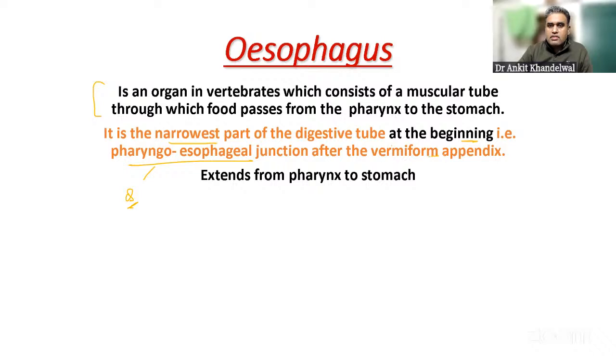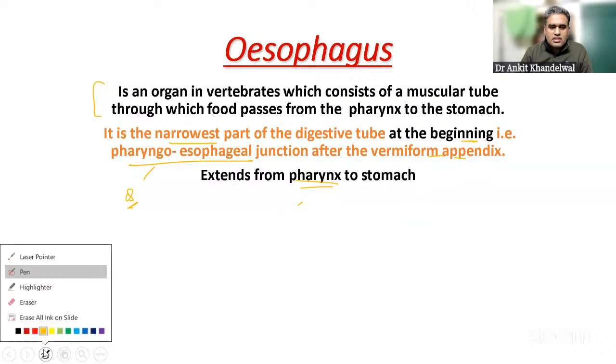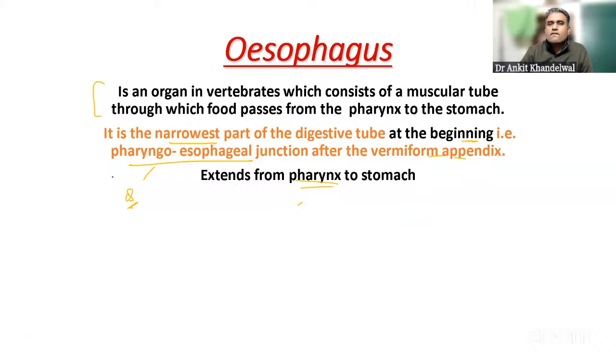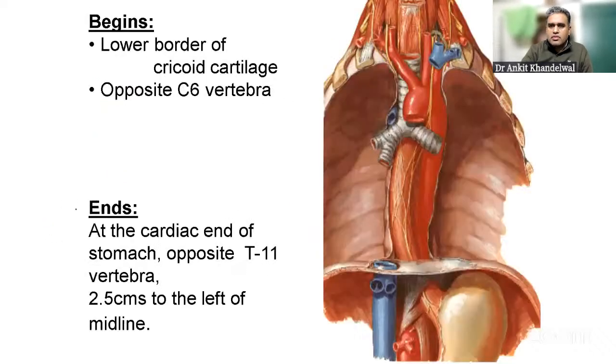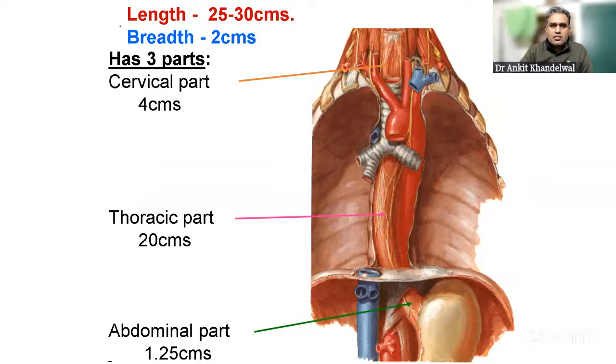Okay, after the vermiform appendix. Esophagus extends from the pharynx to the stomach. What is the length of the esophagus? Any idea, guys? Length of the esophagus. It is around 25 to 30 centimeter. We have a slide of it also. Just a second. Yeah, length, see over here. It is around 25 to 30 centimeter.